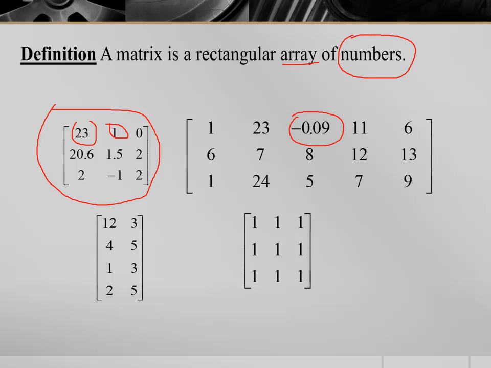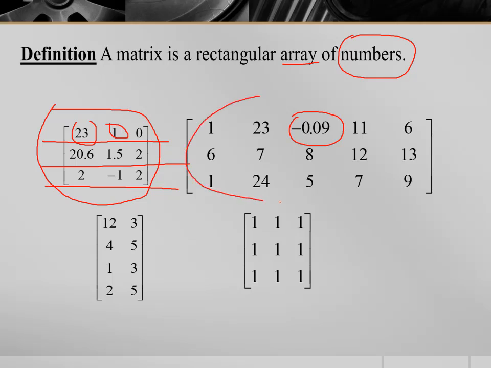See, this is a rectangle. In the rectangle, we have columns: column 1, column 2, column 3. Also we have rows: first row, second row, and third row. We have 3 rows and 3 columns. So this is a matrix with 3 columns and 3 rows. This also is a matrix.